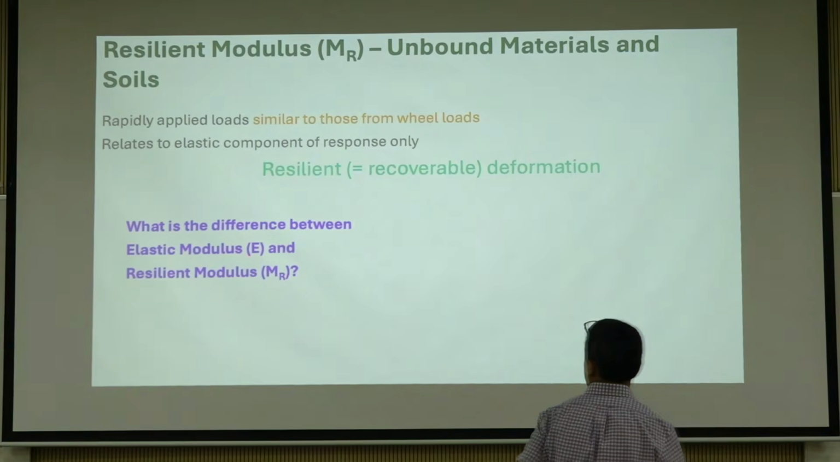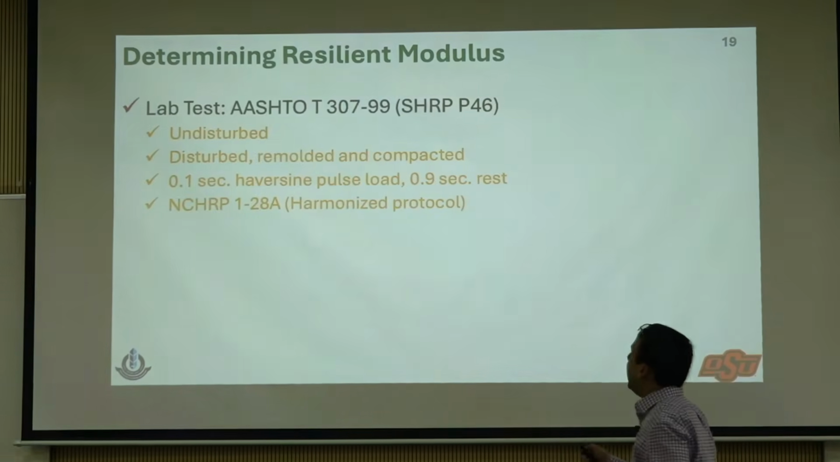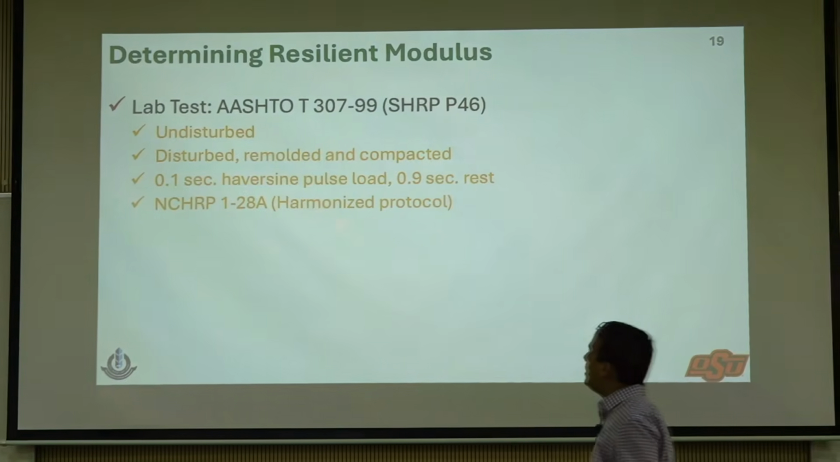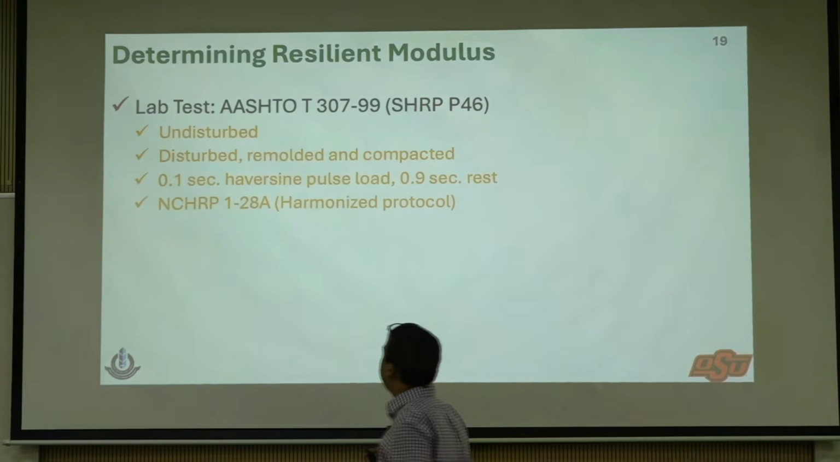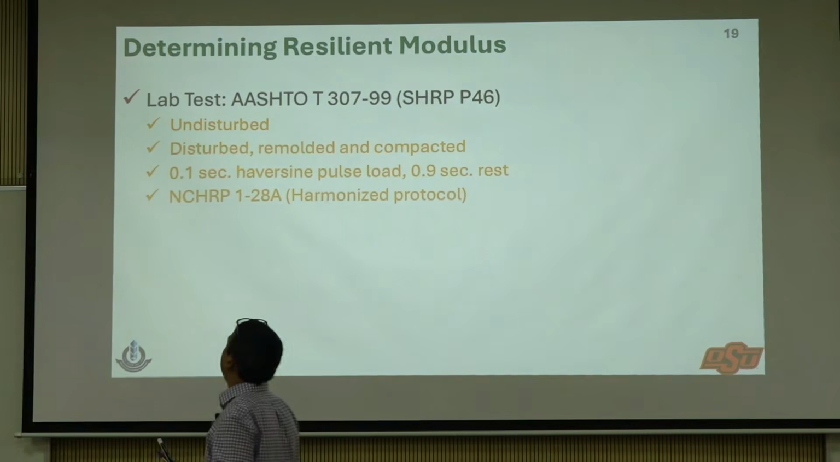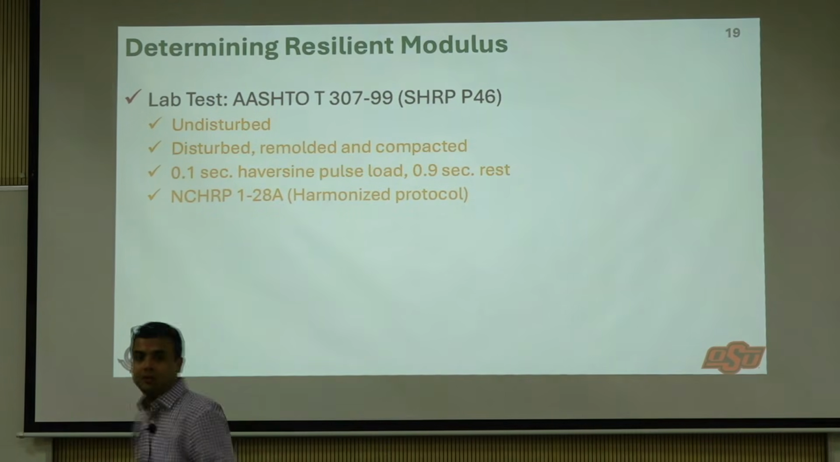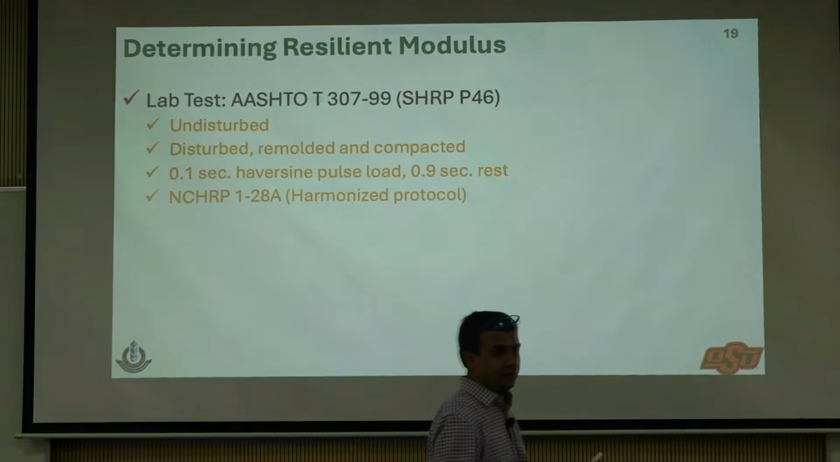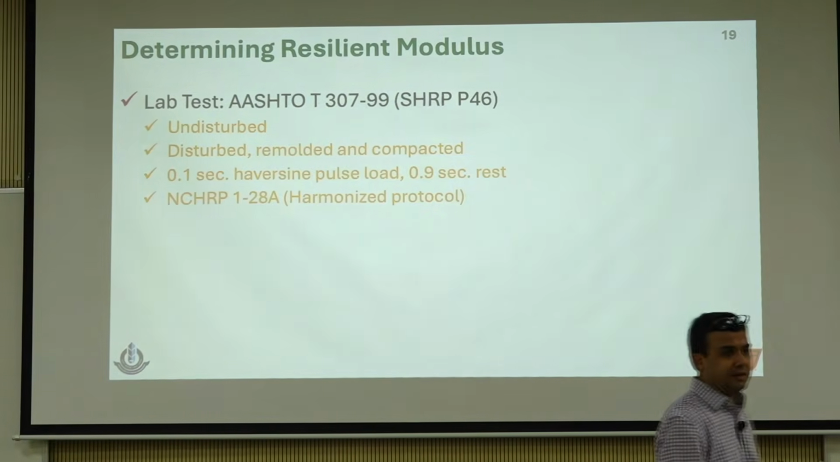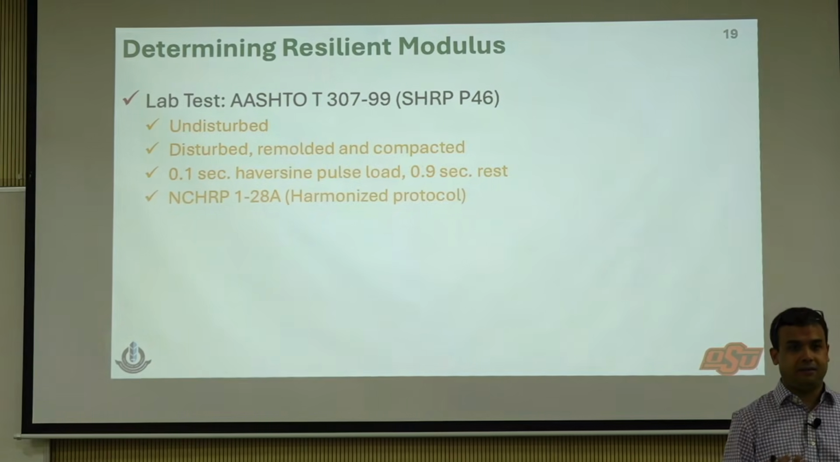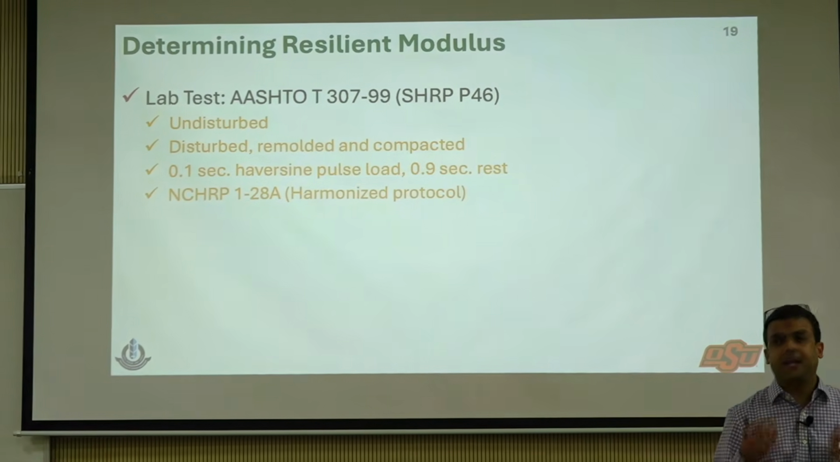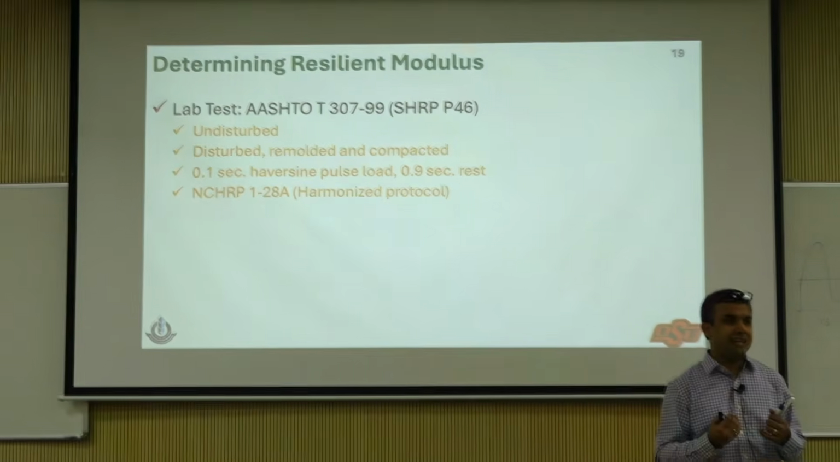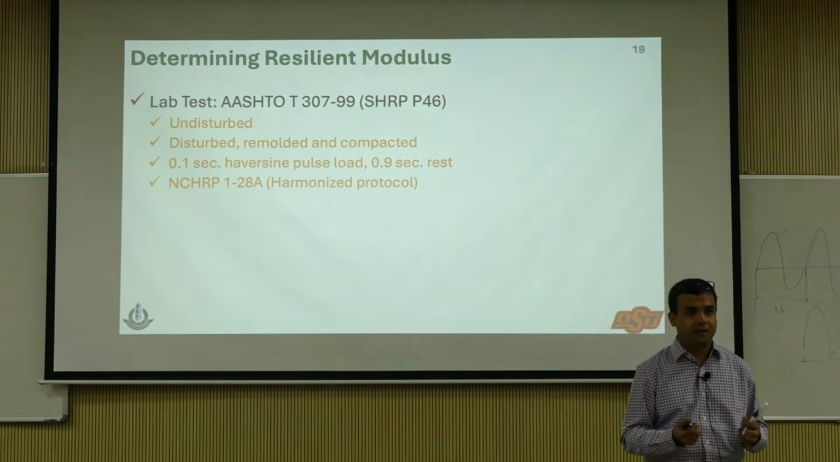What is the difference? We talked about this already. Lab test, AASHTO T307, which came out of SHRP P46. It can be done under undisturbed, disturbed, or something. So in pure geotech, undisturbed sampling is a very, very big deal, right? In pavements, it's not. Why?